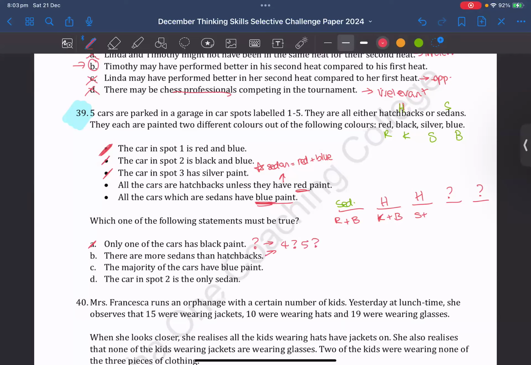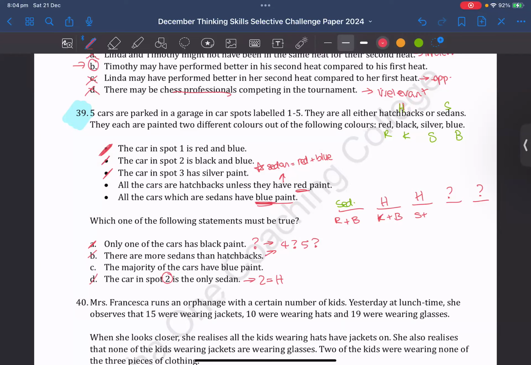C: the majority of the cars have blue paint. I'll come back to this later because it is the answer. D also says the car in spot 2 is the only sedan. Spot 2 is actually a hatchback. So therefore, A, B, and D are wrong. The best way to answer this sort of question is through elimination.